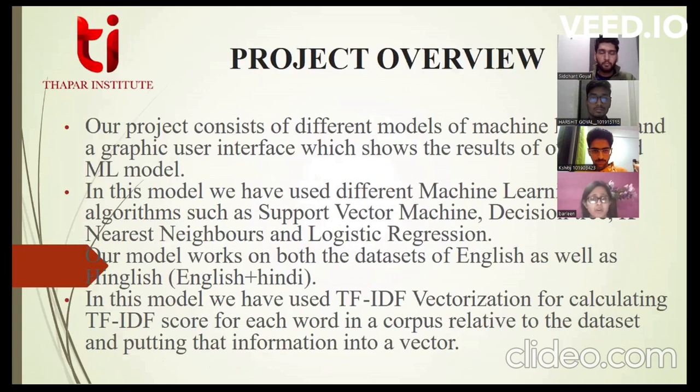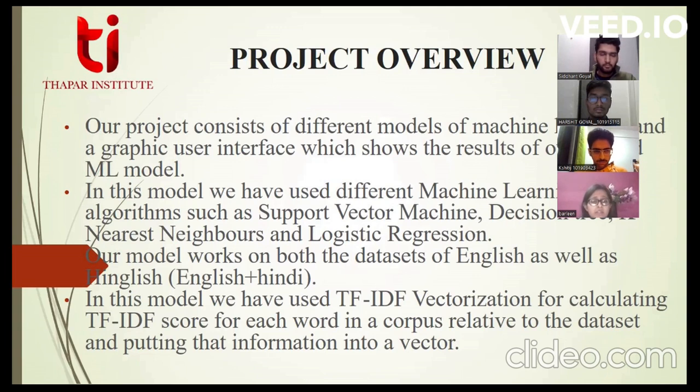Coming to the project overview, our project consists of different machine learning models and a graphical user interface which shows the results of a trained machine learning model. In this project, we used various machine learning algorithms such as support vector machine, decision tree, k nearest neighbor, and logistic regression. Our model works well on datasets of English as well as Hinglish, which is a combination of English and Hindi.